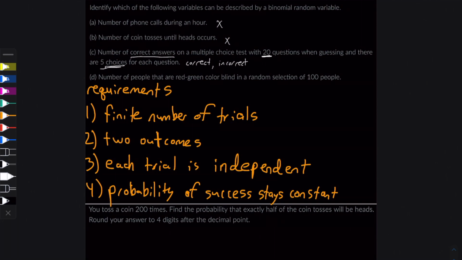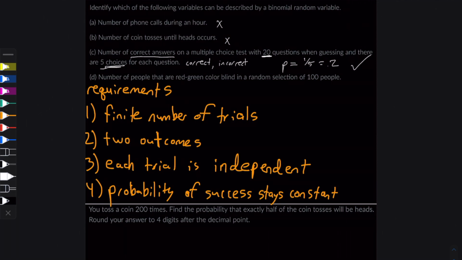And so now each trial is independent. Yes, they're each independent if you're just guessing and none of the questions have anything to do with any of the other questions. So it works for the third requirement. And then for the last one, the probability of success stays constant. When there are 5 choices for each question and you're guessing the correct answer, your probability of success, which is p, would be 1/5 or 0.2. So that's going to be the same for every question because you're guessing. Now, if you knew the answer to some of the questions, then it would fail that last requirement. But this one says we're guessing, so I'm going to go ahead and put a check mark here that this is a binomial random variable.